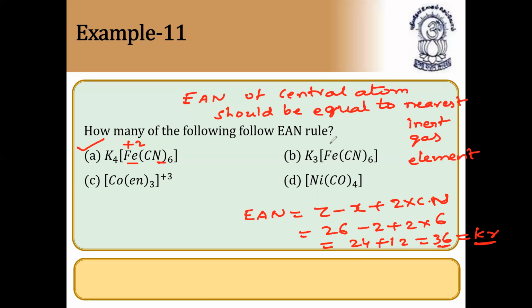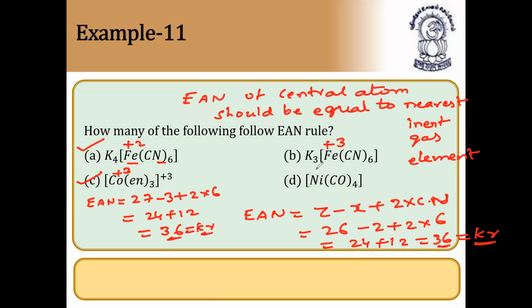Let us see the second. What is the oxidation state of iron here? Plus 3. So it will come 26 minus 3, so it is 23 plus 12, 35. It will not come. Next, the cobalt oxidation state is plus 3 here, and the coordination number is 6. So like that you can check. The atomic number of cobalt is 27, so it is 27 minus 3 plus 2 into 6. 27 minus 3 is 24, 24 plus 12 is 36. So even C also can follow, because it is the nearest inert gas, krypton.